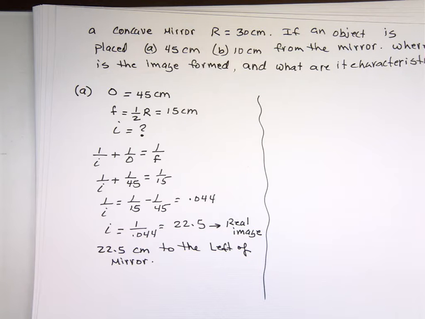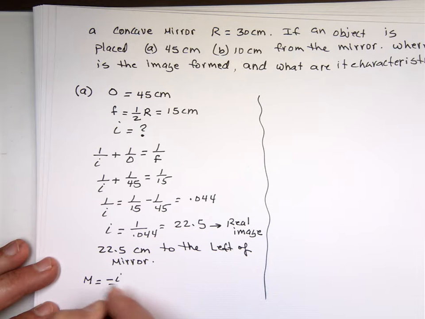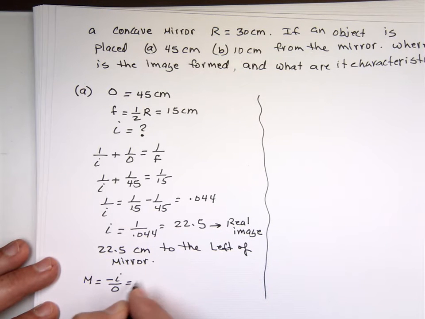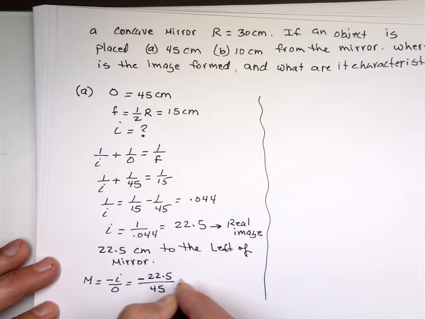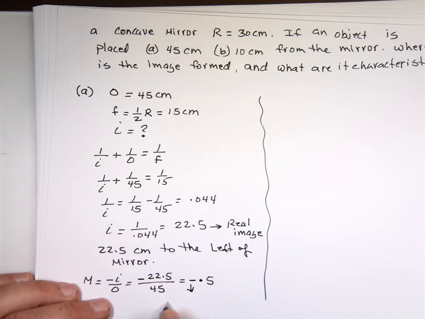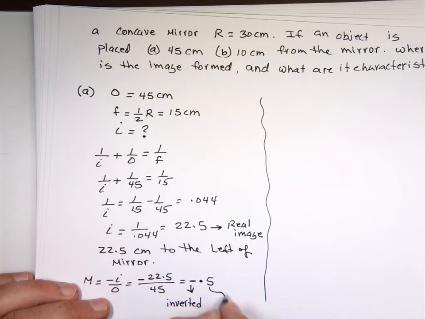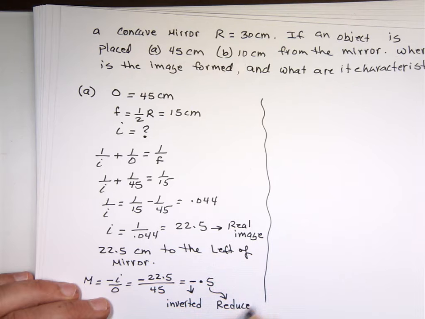Is it bigger? Is it smaller? What's the story with it? Well, let's look at the magnification. It's negative i over o. Negative i is what? 22.5. o is what? 45. Is that negative 0.5? The negative tells me what? Inverted. And the 0.5 tells me it's what? Reduced to half the size.